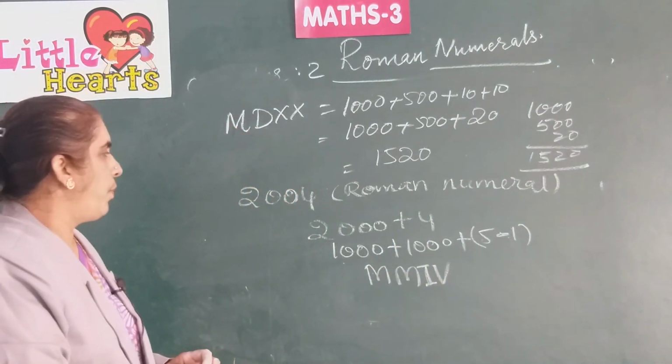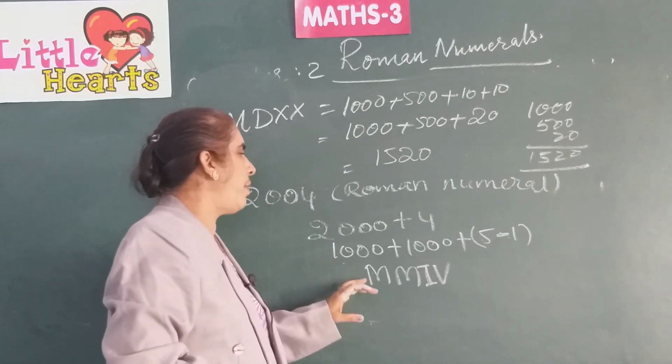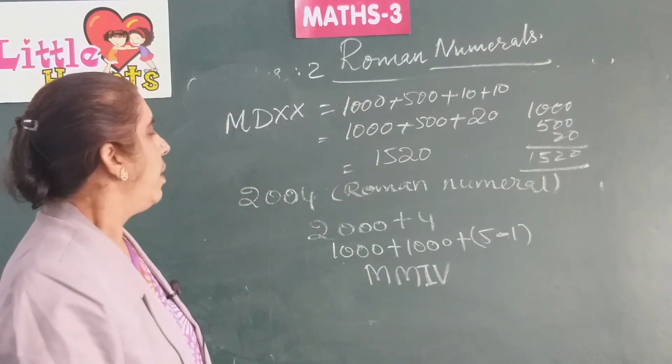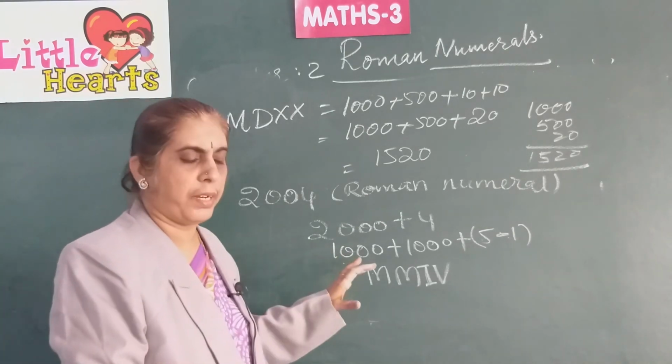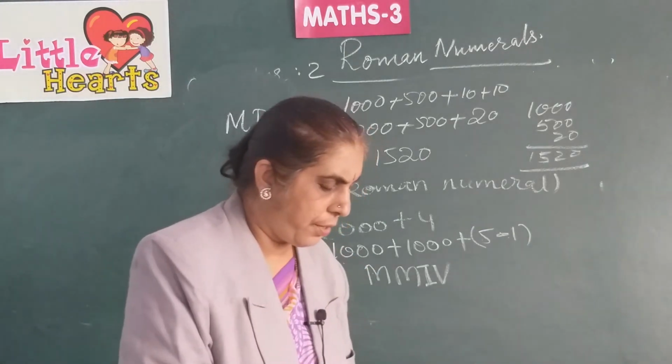So if you follow the rules and if you know the values of the 7 letters of the English alphabet, you can convert any Hindu Arabic numeral into Roman numerals.